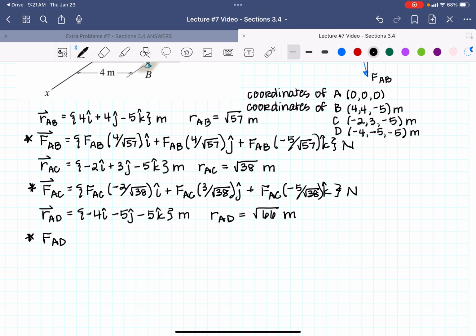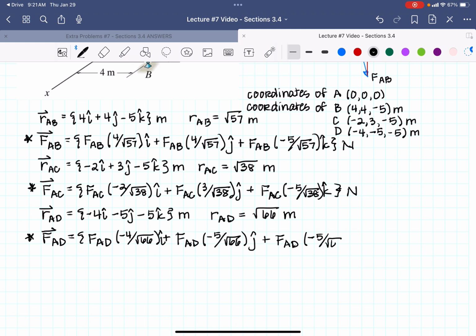FAD is going to be equal to the magnitude FAD, because I don't know that, times negative 4 over square root of 66 plus FAD, oops, that was in the i hat, plus FAD times negative 5 over square root of 66 in the j hat, plus FAD times negative 5 over the square root of 66 k hat. That's all my forces.